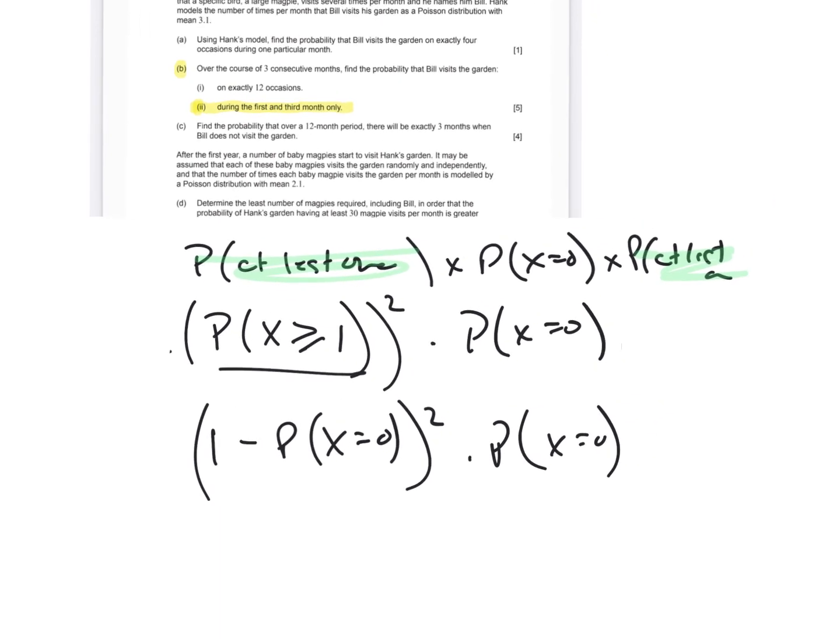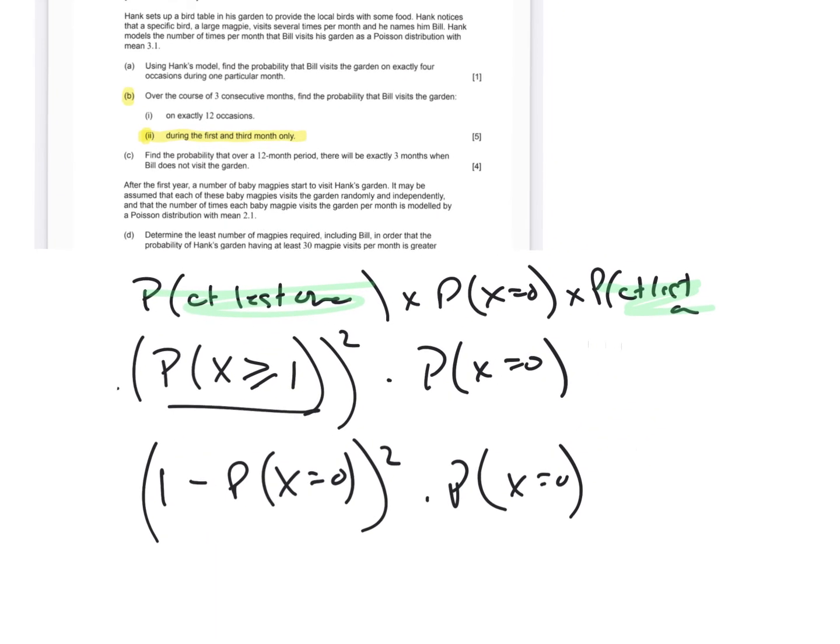So that's where they come up with this scenario of bigger than 0 squared, because this has to be at least 1, and this one has to be at least 1, and this has to be exactly 0. I hope that's enough explanation. If not, let me know.